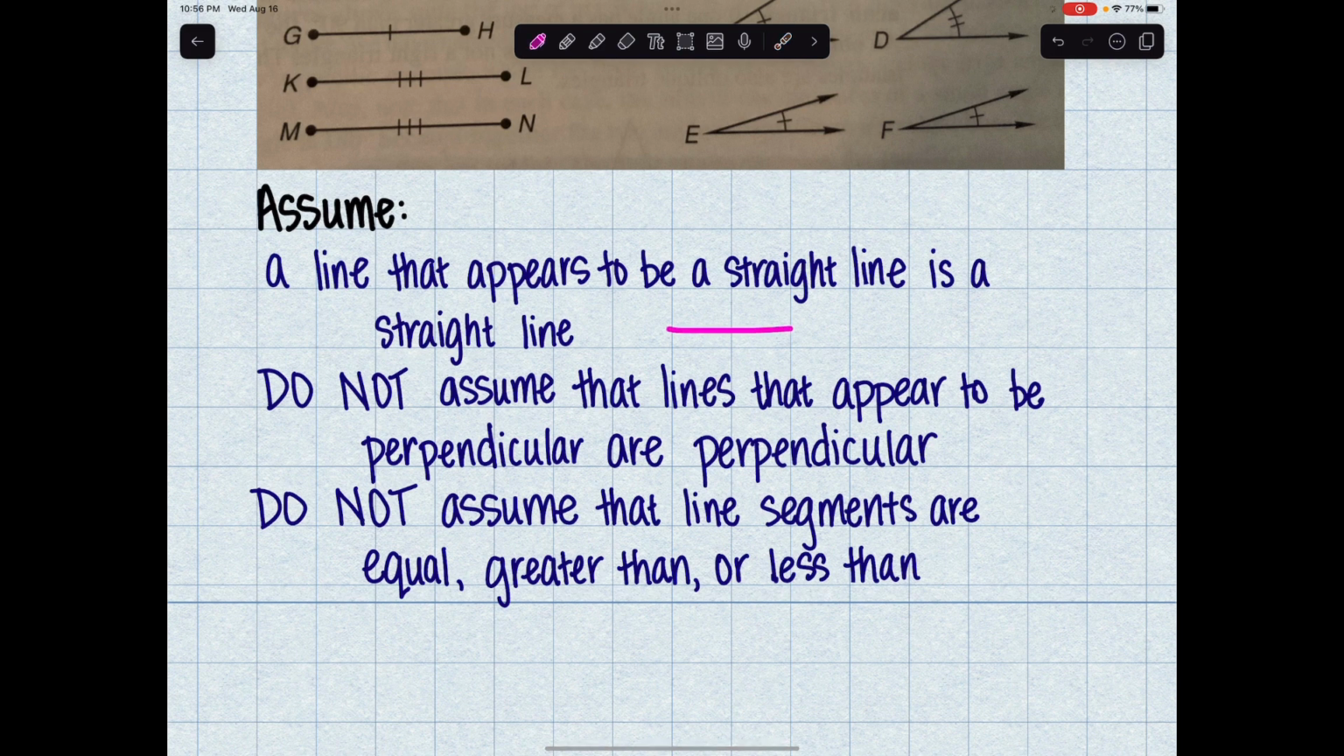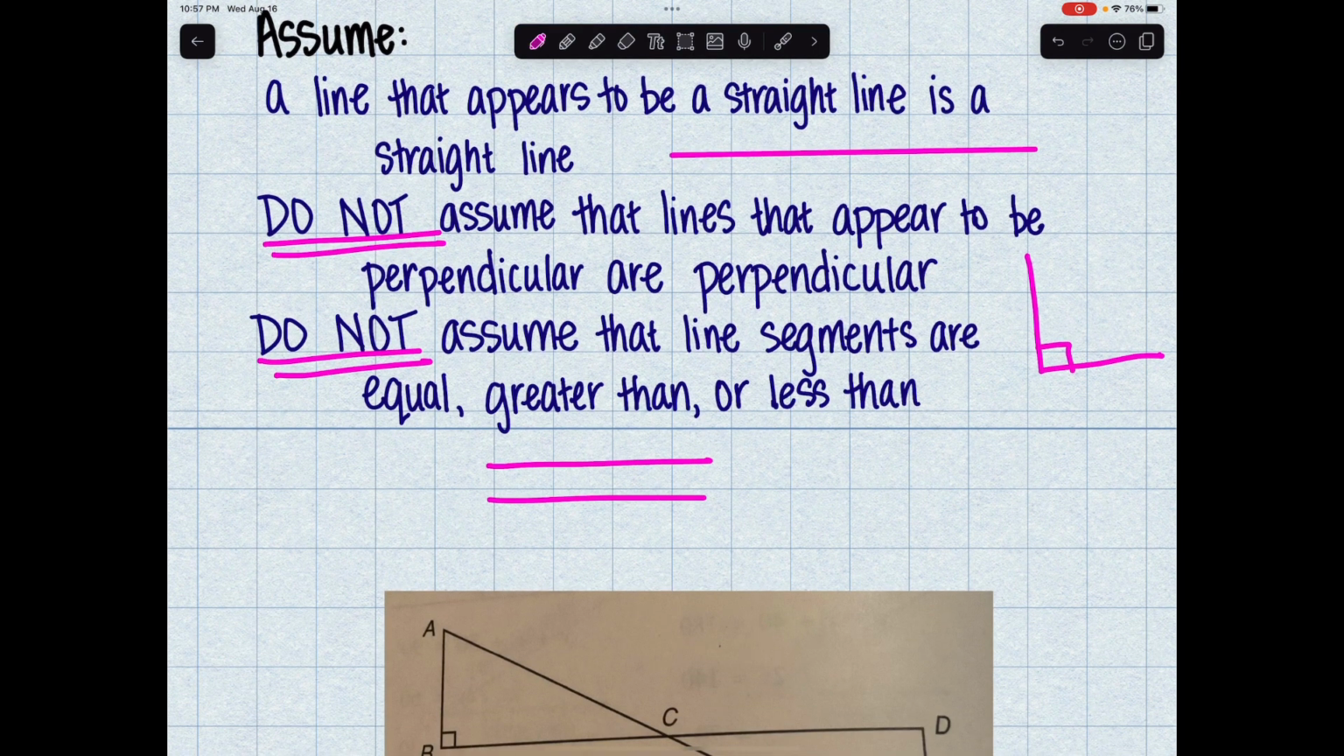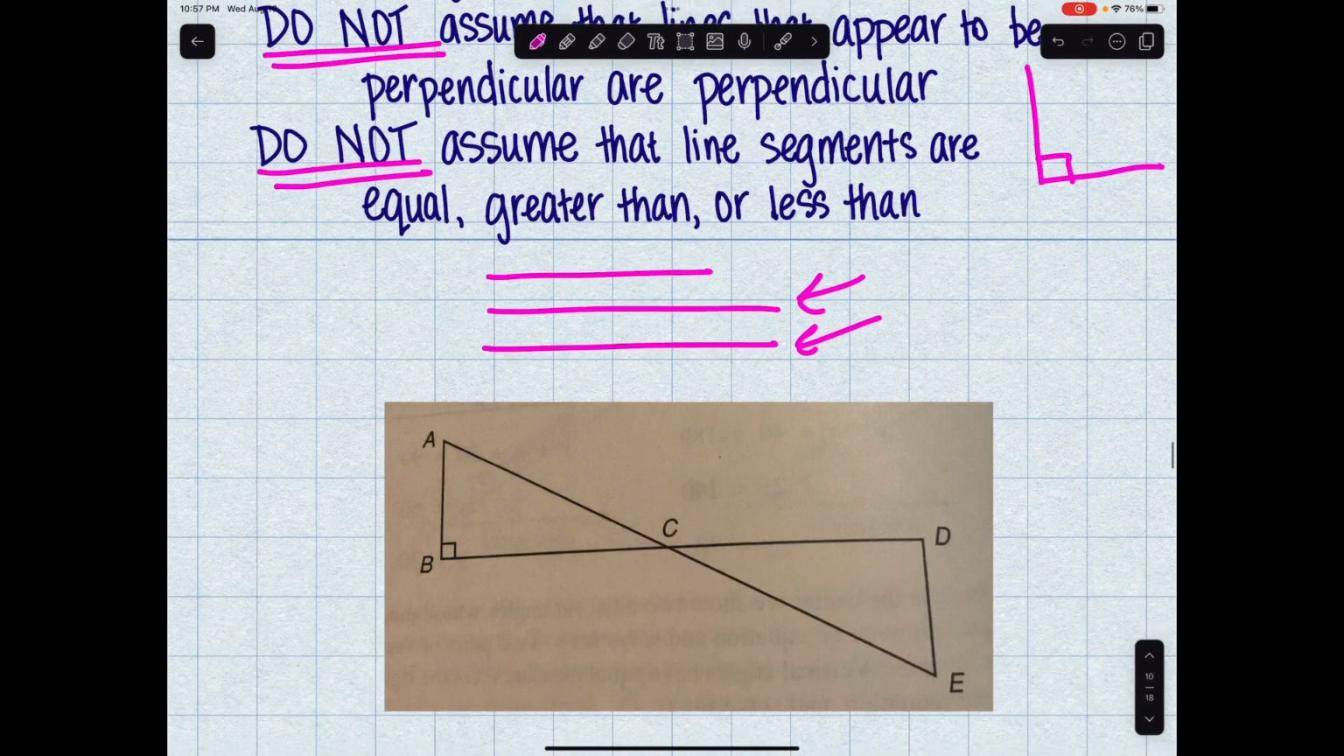All right. Now, here are some things that you can assume when you're doing problems. If the line looks like it's a straight line, you can say, okay, that's a straight line. You can assume that. But do not assume that you have perpendicular lines. If you have 2 lines that look like this, you cannot assume that that's a right angle. It's not a right angle unless they tell you it's a right angle. You can also not assume that line segments are equal or greater than. Like which one's bigger between this and this? Who knows? If it looks bigger, you can't assume. Sometimes it's an optical illusion. So don't just assume that one is bigger than the other.